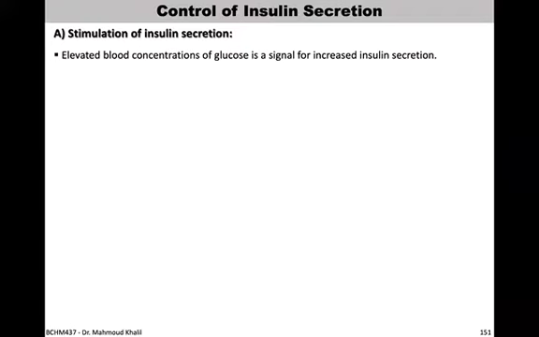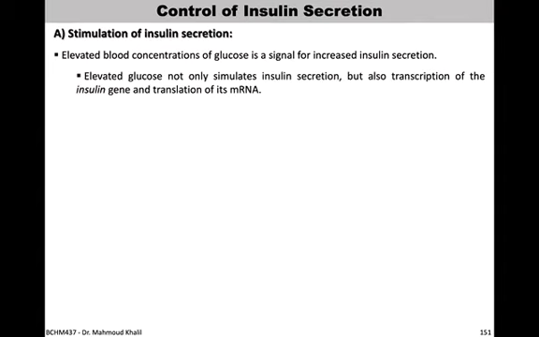So how is the insulin secretion controlled? To stimulate insulin secretion, the main cause of stimulation is the elevated blood concentration of glucose, which is a major signal for increased insulin secretion. This elevated glucose not only stimulates insulin secretion, but also transcription of the insulin gene, as we have just seen in the previous slides. So the blood sugar level also has a positive impact on the transcription of the insulin gene.